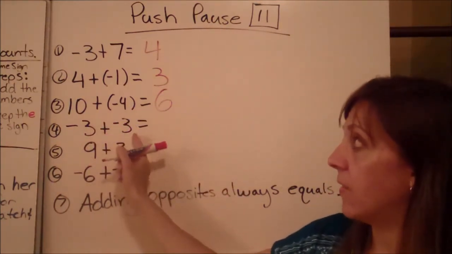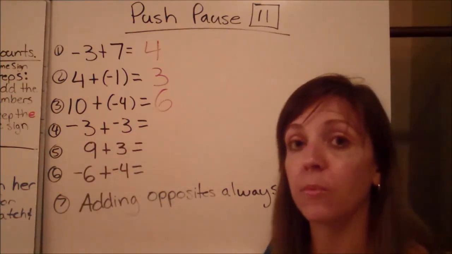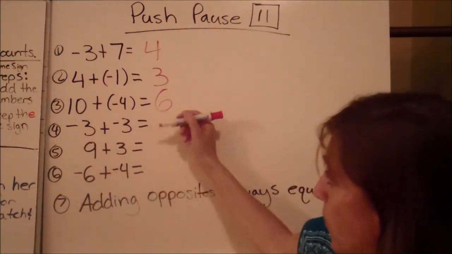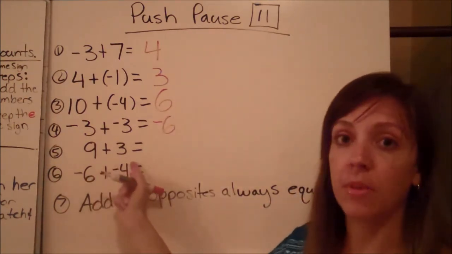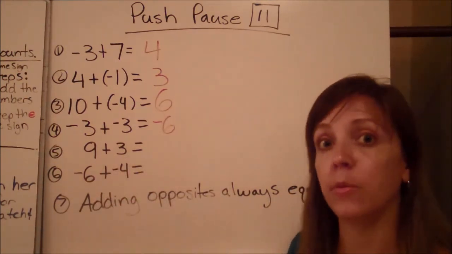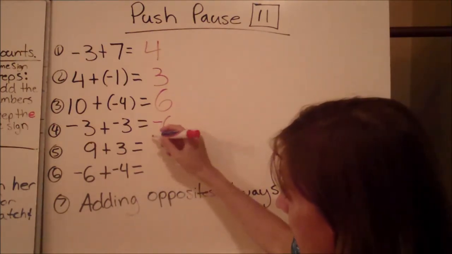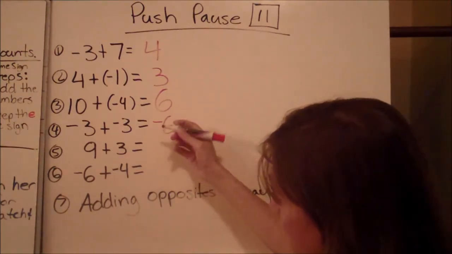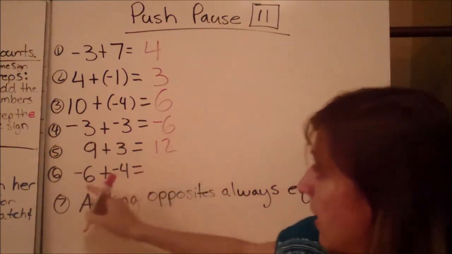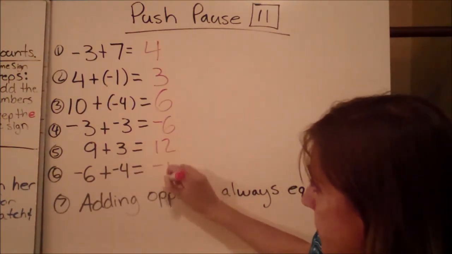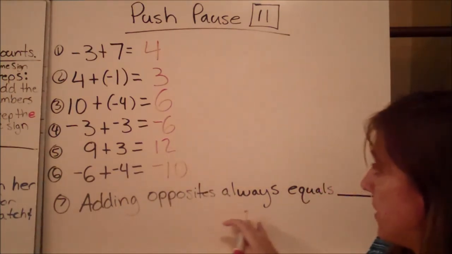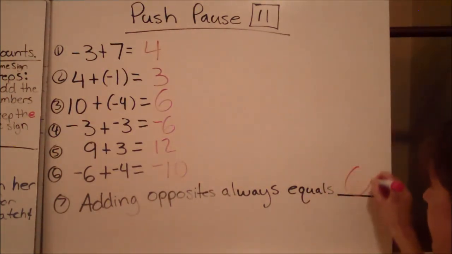Negative 3 plus negative 3, both are negatives. When we put two negatives together, we're going to get even more negativity. So negative 6. 9 plus 3, a positive plus a positive equals more positivity. So we end up with 12. Negative 6 plus negative 4 is negative 10. And adding opposites always equals 0.